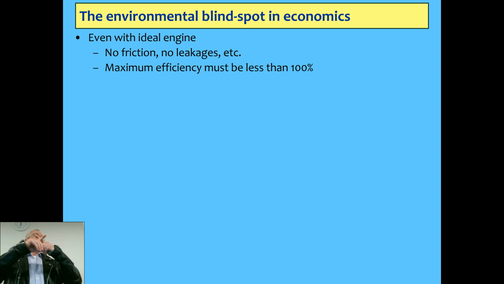It implies you can have a market that is 100% efficient. So economists are working with this idea of potential for 100% efficiency. Engineers know that's not possible. Who's more realistic? It's the engineers.